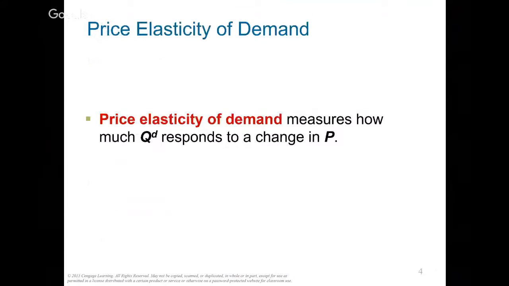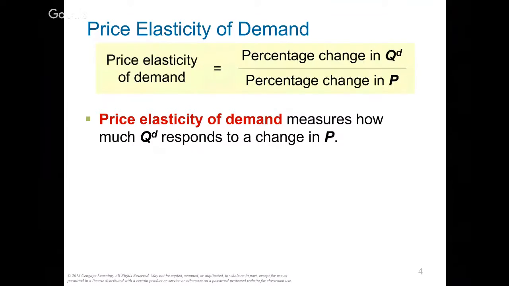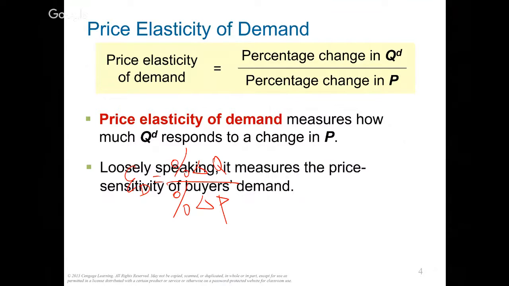So first, let's learn the price elasticity of demand. The formula for it is the percentage change in quantity demanded. So elasticity of demand is the percentage change in quantity demanded over the percentage change in price. Now the little triangle is called delta, it stands for change. So that's your elasticity of demand.